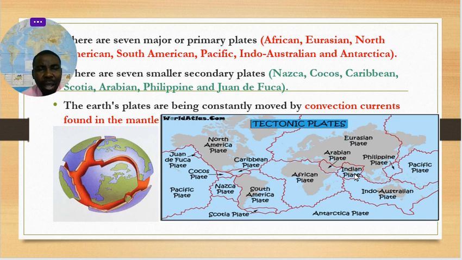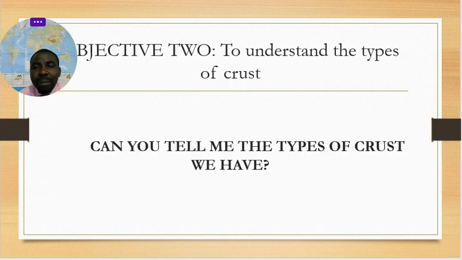Okay, so I hope you understand the difference between the major plates and the minor plates, and I believe you can give me examples of the major plates and also examples of the minor plates. Okay, that's very good. And this leads us to the second learning objective, which is to understand the types of crust.